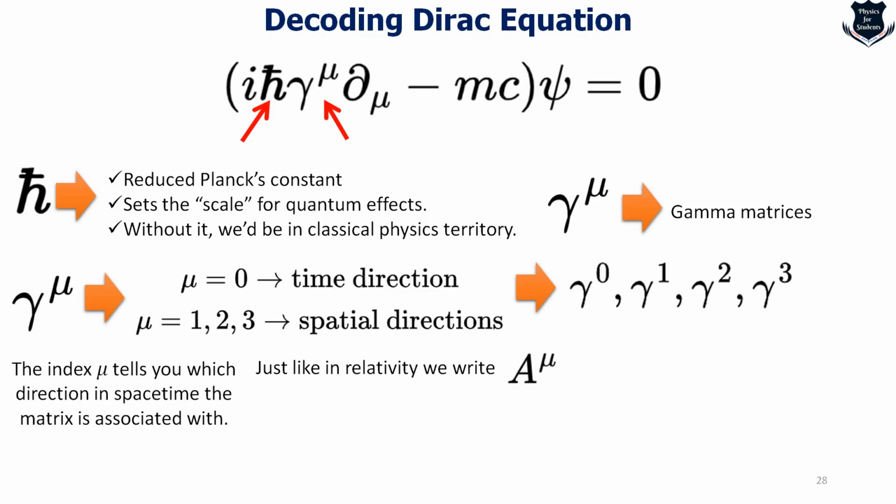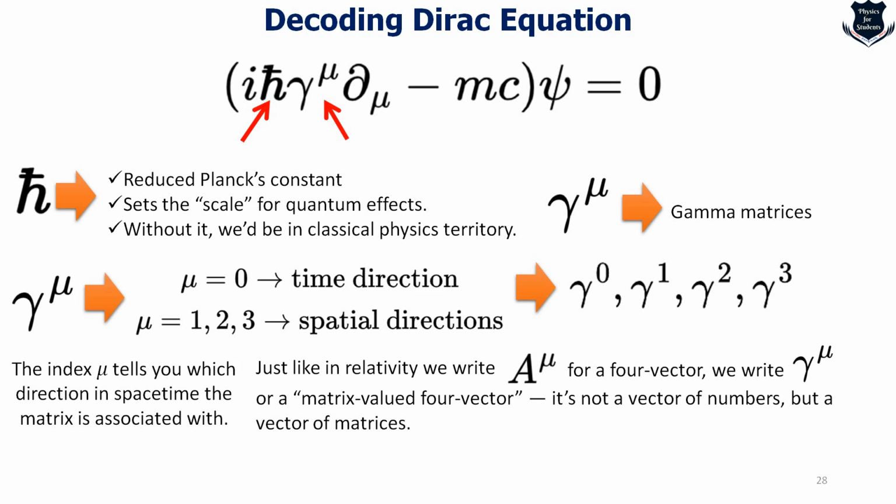For example, in relativity, we write A mu for a 4 vector, and we write gamma mu. So it is a matrix valued 4 vector. Remember, it is not a vector of numbers, but a vector of matrices. So think of gamma matrices as a set of directions in space-time. But instead of being just numbers like x, y, z and t, each direction is actually represented by a matrix. These matrices are designed so that when you combine them, they reproduce the space-time geometry in a matrix form.